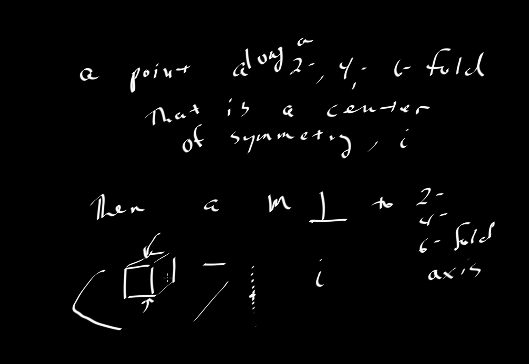So if this body has a center of symmetry and you find a 2, 4, 6-fold axis, any one of those, then there must be a mirror that is going to be perpendicular to one of those axes. There is another theorem that says the same thing about the 1 or 3-fold axes.